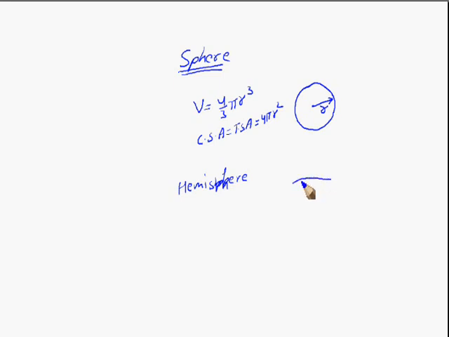Hemisphere of radius r. So the volume becomes half, that is 2 by 3 pi r cube, and the curved surface area is also become half, that is 2 pi r square. Now the total surface area, as we cut this sphere, this new surface will create. So the total surface area is the curved surface area plus this top surface. So we are getting 3 pi r square as the total surface area of the hemisphere.